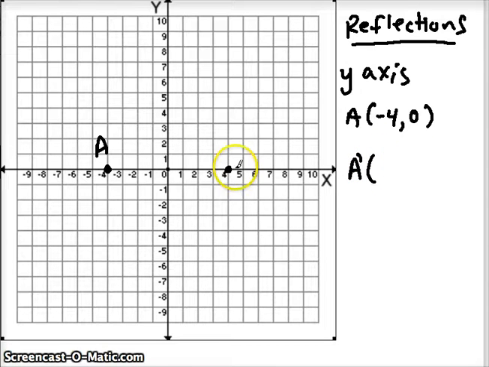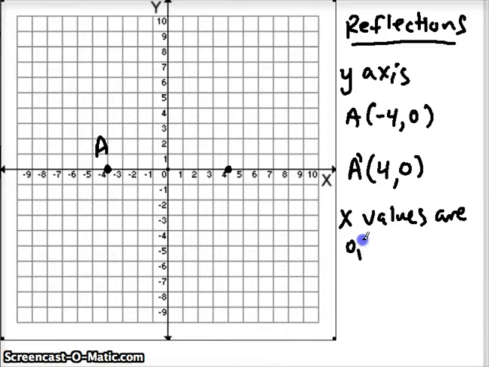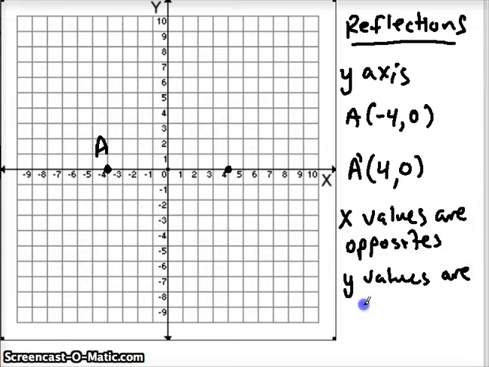So let's see, this x value was at positive 4, right? Positive 4, 0. Let's compare these two coordinate points here. The x values are opposites, and that's what happens when we reflect across the y-axis. So when we reflect across the y-axis, x values are opposites, and y values are the same. So two little rules to help you. Since we're reflecting across the y-axis, the y values should stay the same, and the x values are now going to be opposites, and this was A prime.